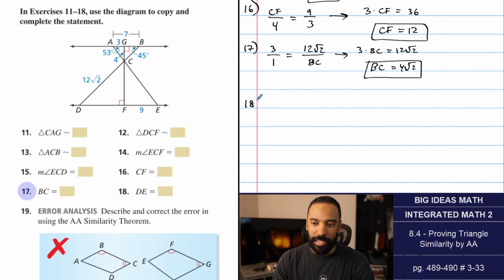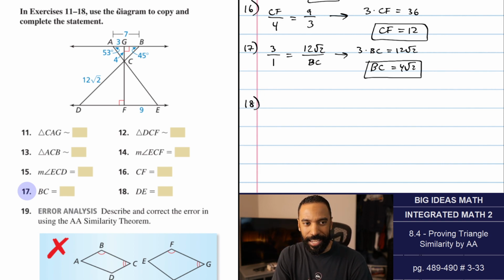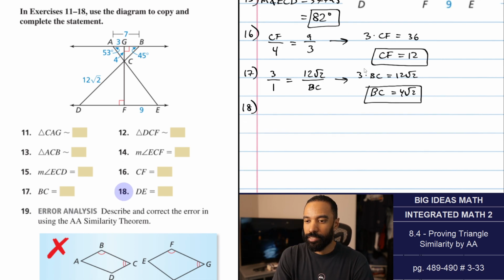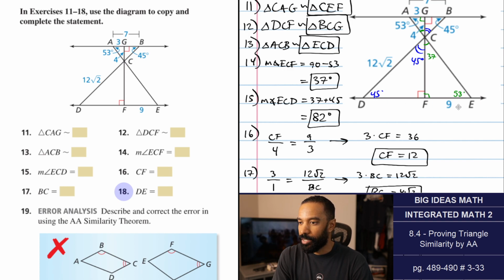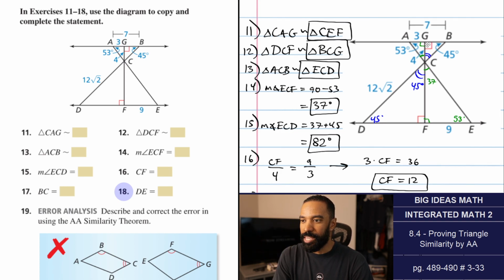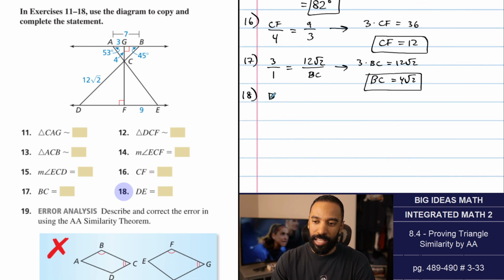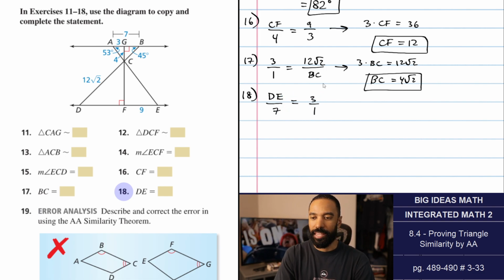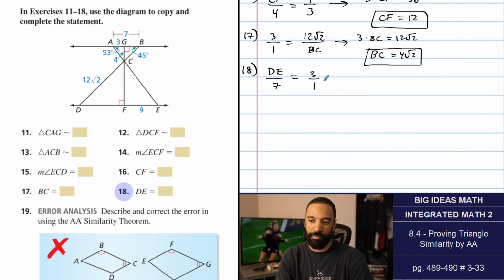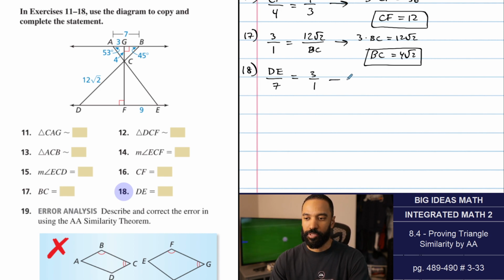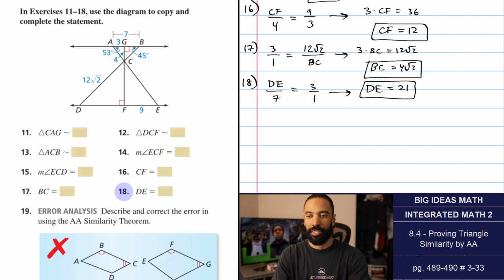And then number 18, the length of DE. This is going pretty fast as a section overall. The length of DE, where's DE? Right here. That should correspond to the length of BA here, which is 7. So DE is to 7 as, well, 3 is to 1, right? Once again, the bigger triangle is 3 times bigger, so multiply both sides by 7. You get DE is 21 units in length.